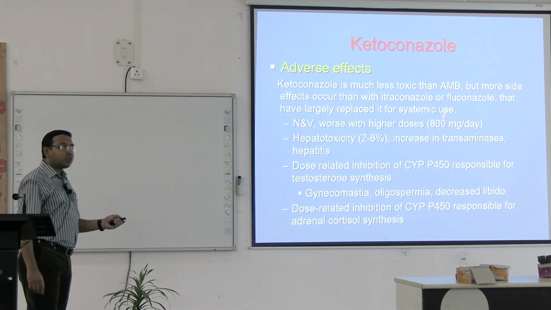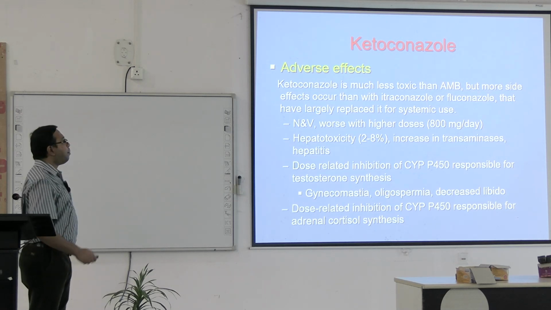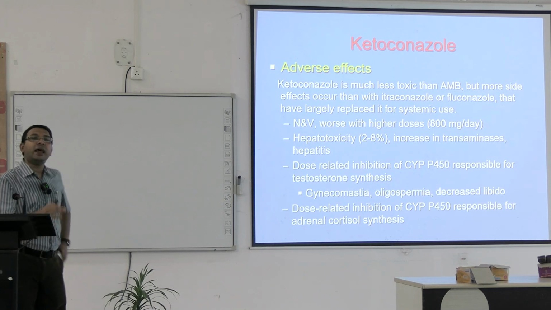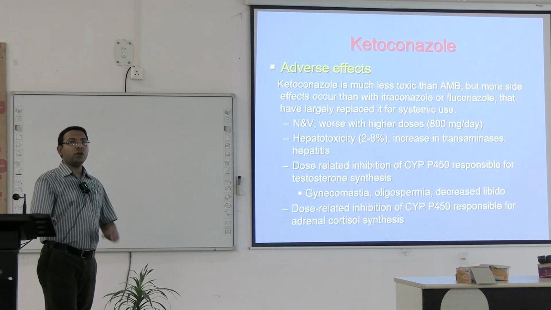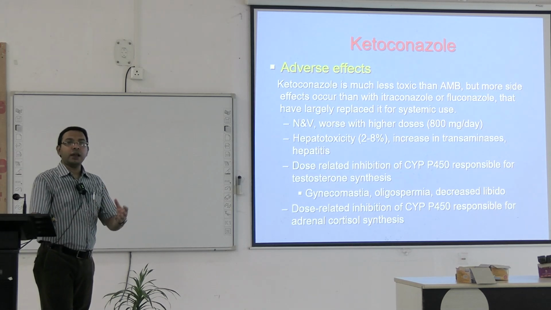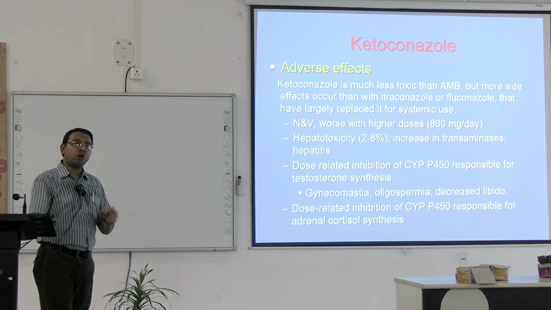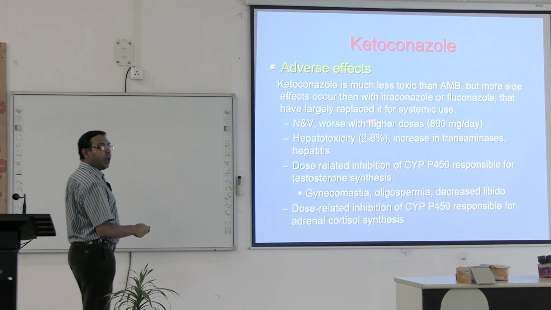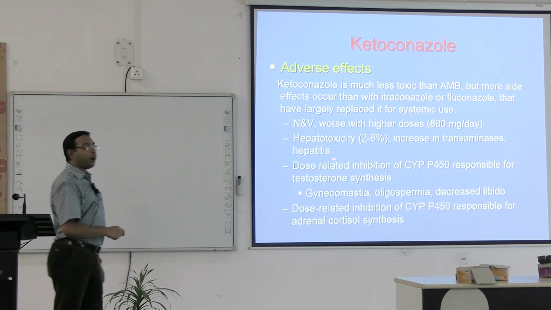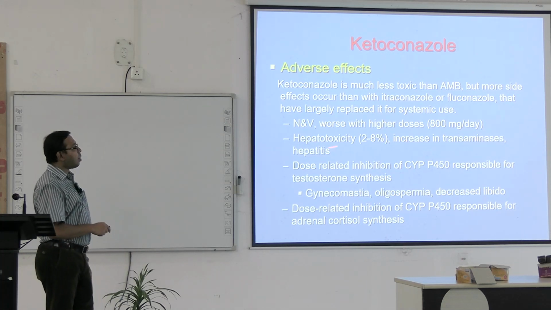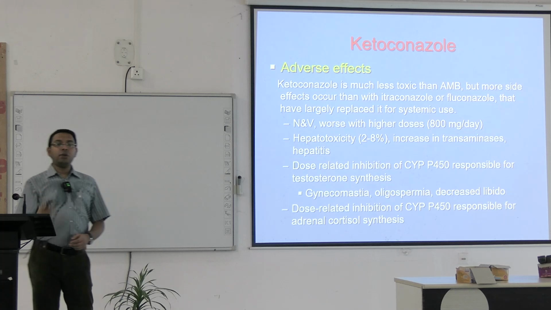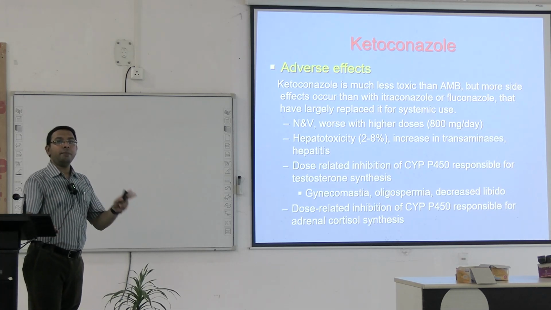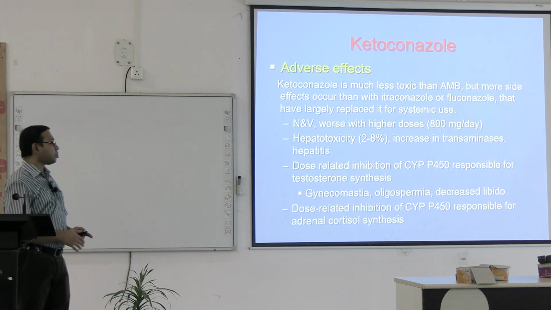It is much less toxic than Amphotericin B, but more side effects occur than with itraconazole or fluconazole, the other antifungal agents. Ketoconazole is more toxic than other azole antifungals, but less toxic than Amphotericin B. Nausea and vomiting may happen with higher doses. Hepatotoxicity, increase in transaminase and hepatitis. For ketoconazole, the main adverse effect is hepatotoxicity. For Amphotericin B, the main adverse effect is nephrotoxicity.